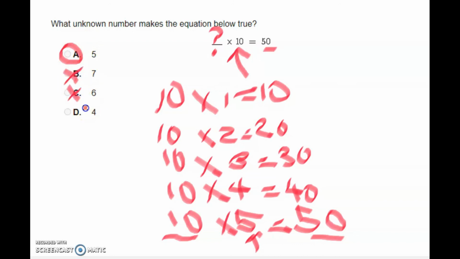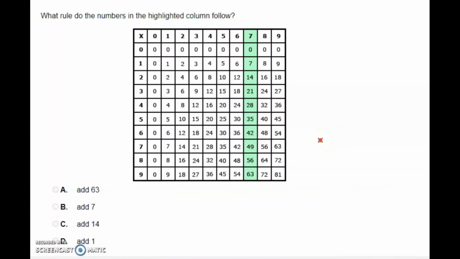We have to eliminate the following options because they are not the ones that give us the right answer. What rule do the numbers in the highlighted column follow? 0, 7, 14, 21, 28, 35, 42, 49, 56, 63. We have to identify the pattern here. You start with 7, which is the 7 times tables.